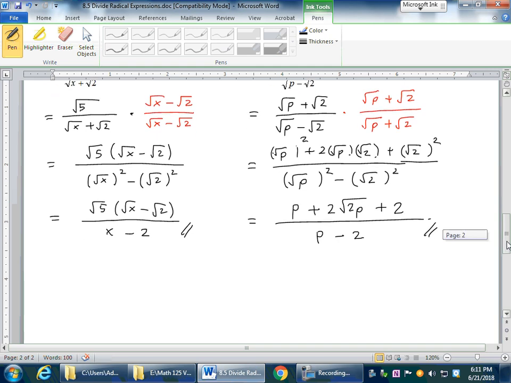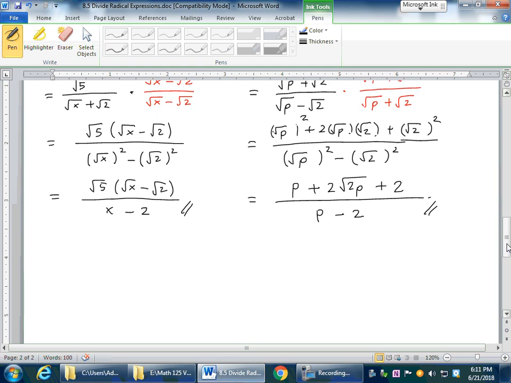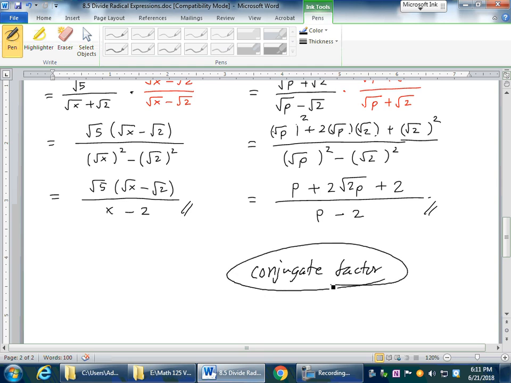So if it is two terms, you need to remember we need to multiply by the conjugate factor in the denominator. And this concludes the section.